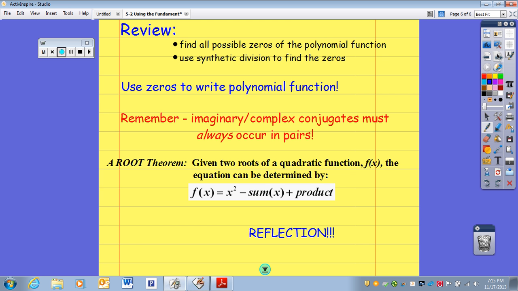To review, first you're going to find all the possible zeros of a polynomial function and use synthetic division to find the zeros. Use your zeros to write your polynomial function, but please remember that your imaginary or complex conjugates always occur in pairs. There is the root theorem, which gives you the shortcut of being able to write the quadratic function by taking the x squared minus the sum of the x's plus the product.